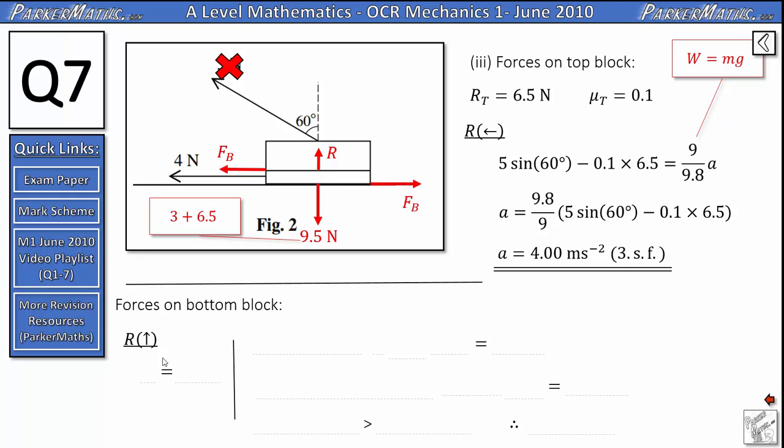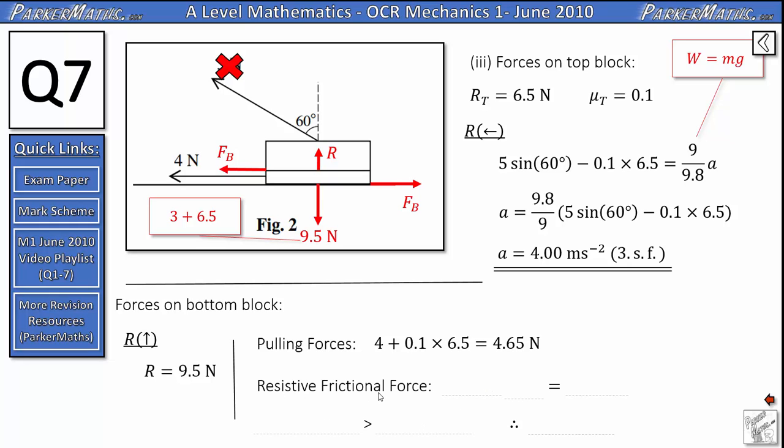If we resolve in a vertical direction on the bottom block, we've only got R and 9.5, so we get R is 9.5. And you could, for this part, just resolve horizontally, and I'll talk about what happens if you do that later, but I'm going to do it a little bit different in the horizontal direction. First of all, I'm just going to consider all of the forces pulling to the left. So I've got this 4 Newton force, and I've also got this frictional force. Now I know mu between these two surfaces is 0.1, and I need to multiply that by the normal contact force between these two surfaces, 6.5. 0.1 times 6.5 is 0.65, so that gives us 4.65 newtons.